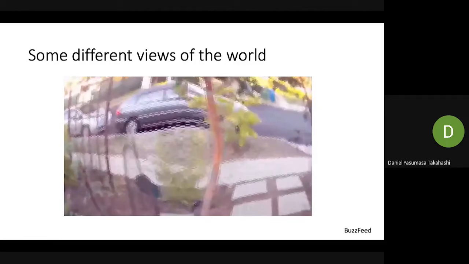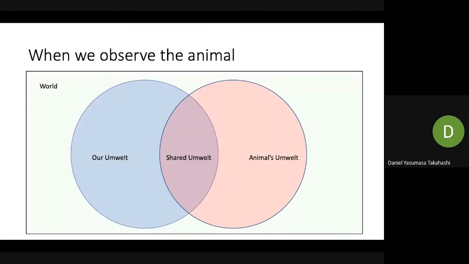Okay? And what's the consequence of this idea of Umwelt? Let's say that here in the blue circle is our Umwelt, representing how we see and interact with the world. And in the red is the animal's Umwelt, again how the animal sees, perceives, and interacts with the world. Obviously, we share some parts of the Umwelt, so we see and perceive some stuff in a similar way. But definitely, there are parts of the world that we don't see and don't interact with in the same way. That part, outside the intersection, is the hidden Umwelt from us.